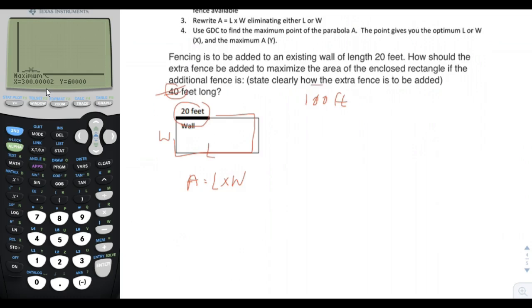How do we do that? We use the fact that we have 100 feet of fence available. So, let's see. Now this one's the most complicated that we've had so far. We know that this is W. We know that this is W. We know that this is L.